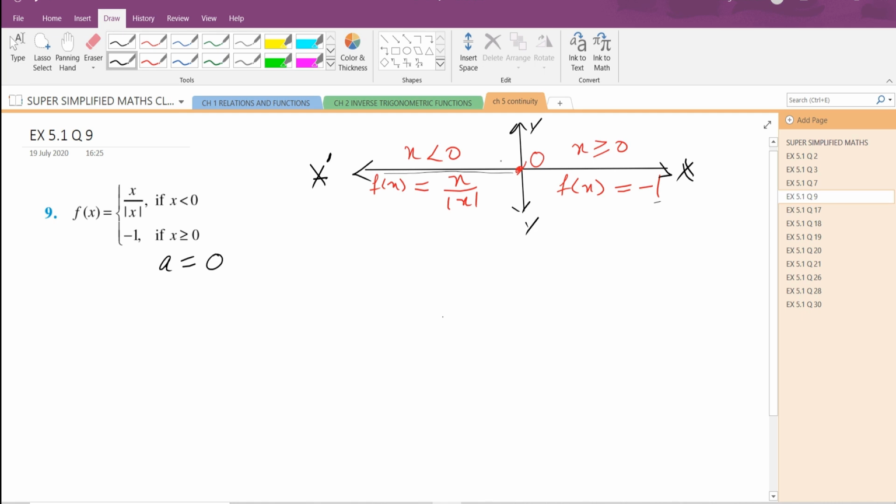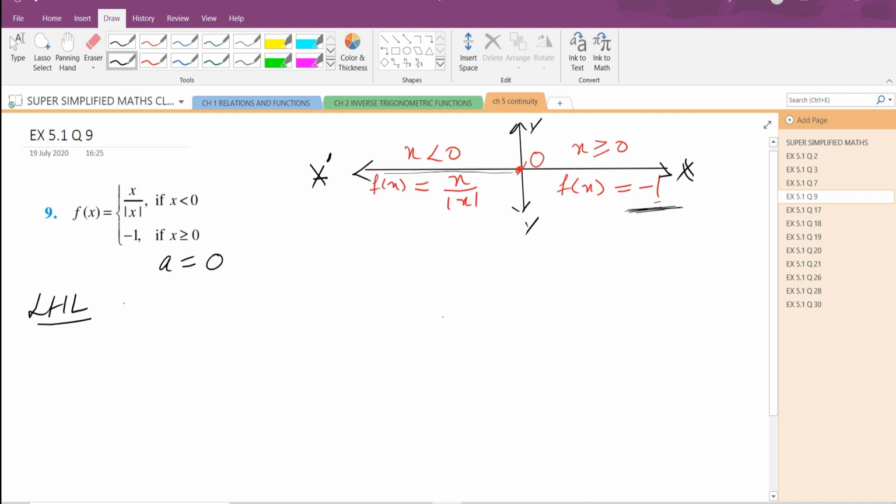Similarly, let us check for all x more than 0. I am not talking about 0, I am talking about more than 0. The function equal to minus 1, being a constant function and a polynomial, is going to be continuous. So in left of 0 the function is continuous, in right of 0 the function is continuous. The only point that is to be checked is 0. So let us check the continuity of the function at a equal to 0. We have to find the limit of the function at 0 and the value of the function at 0.